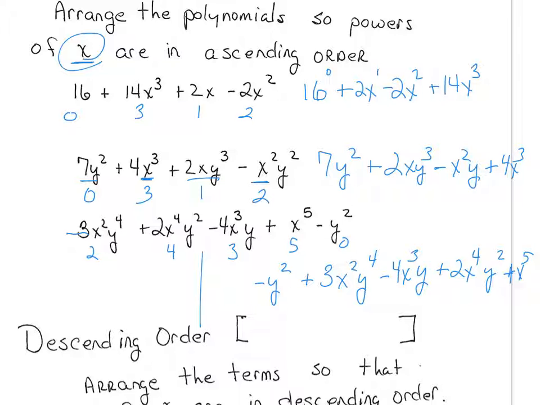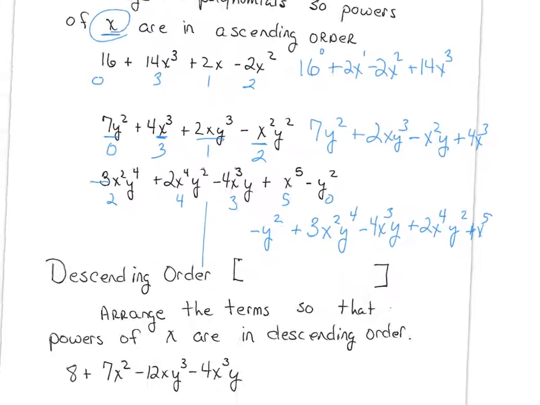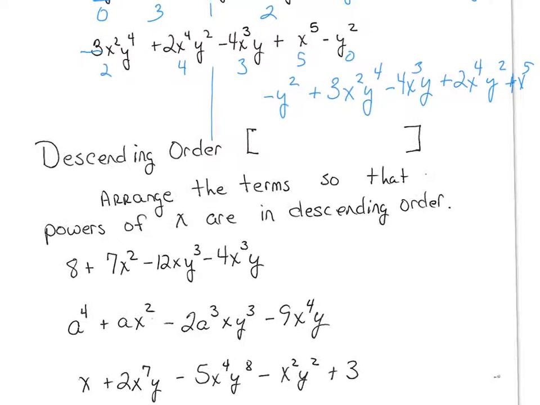All right, let's look at descending order. If you descend the stairs, what are you doing? Greatest to least. We're starting on stair number 10.